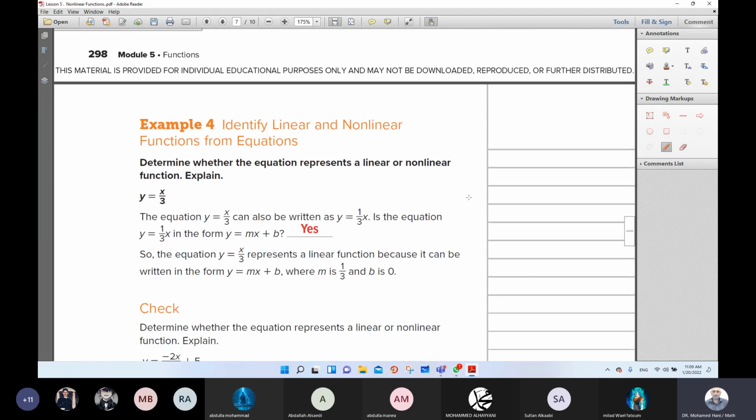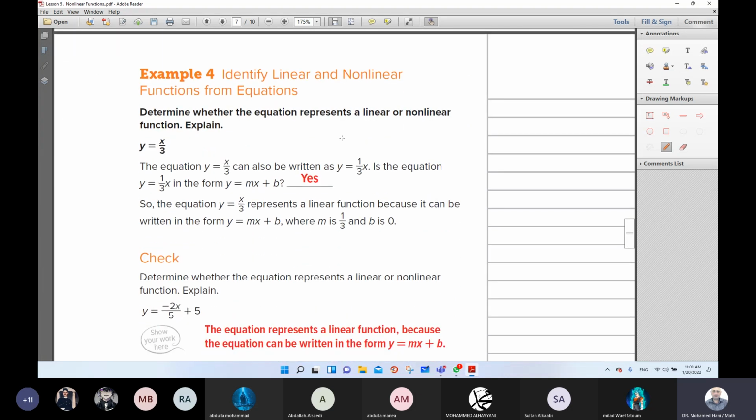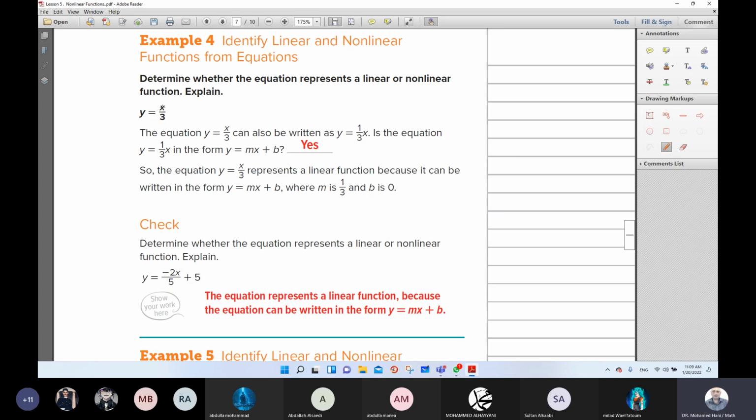Identify linear and non-linear functions from equations. Determine whether the equation represents a linear or non-linear function. Explain. As you see here, we have y equal x over 3. Here we have a fraction, but the denominator will be constant, not variable. So the equation y equal x over 3 can also be written as y equal 1 over 3 x, like y equal mx. This form, like this form.